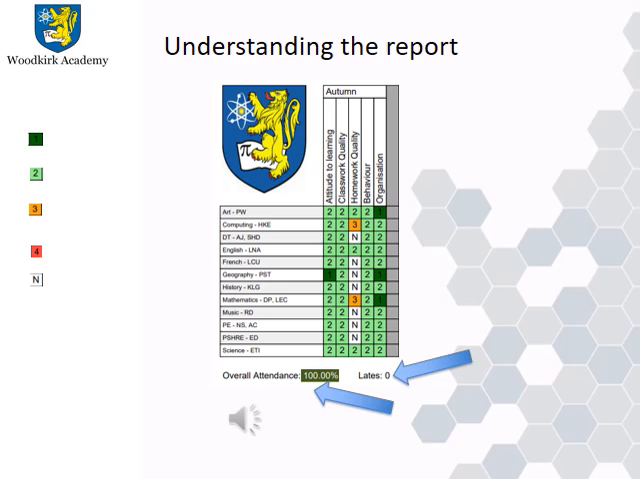The bottom 2 areas of the ops report are equally as important. Overall attendance. As you can see, this student has exemplary attendance and is at 100%. There is a large correlation that students who attend school more often do better when it comes to their outcomes at GCSEs. Therefore, as a school, we strive to get 96% as a minimum.